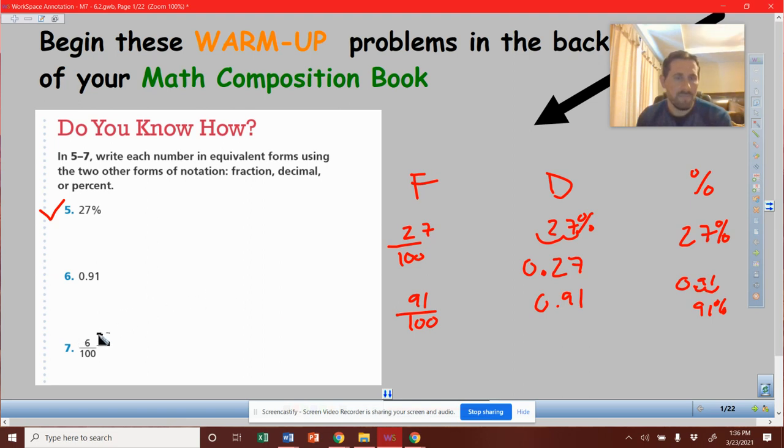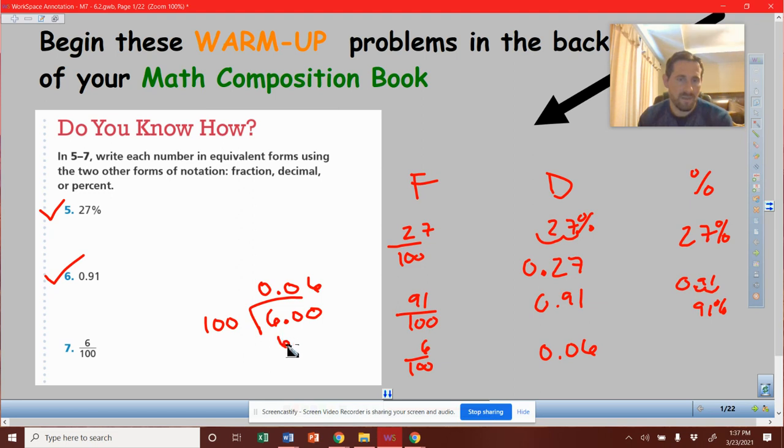Okay. Then we have this last one, number 7. It's already written as a fraction. It's 6 over 100. To write that as a decimal, this is 6 100ths. So I could do the long division of 6 and 100. So 100 goes into 6 exactly 0 times. 100 goes into 60, 0 times. 100 will go into our 600 6 times, and you can see I'll get that decimal 0.06. Okay, and then it would be done.